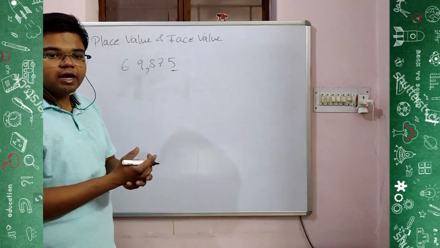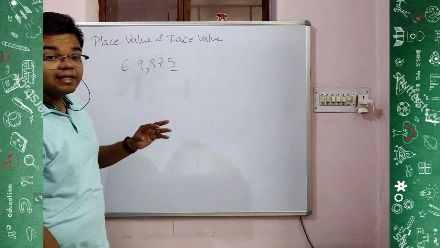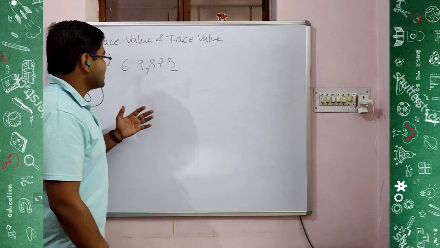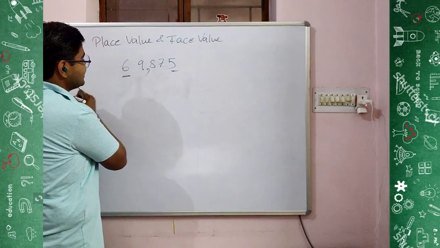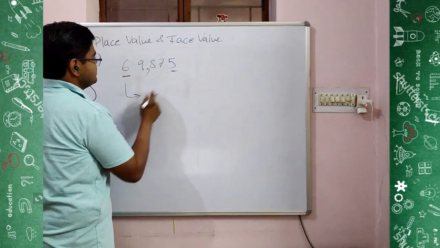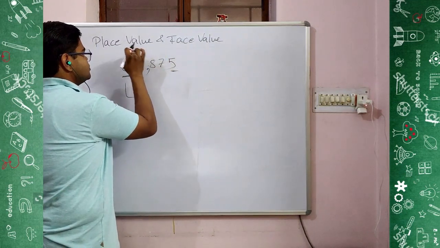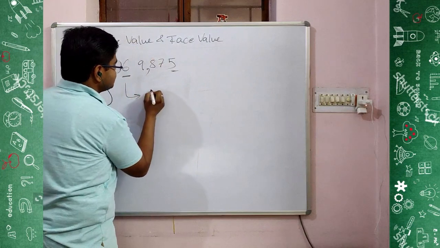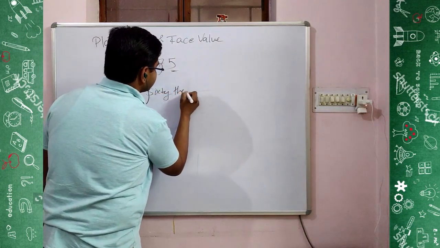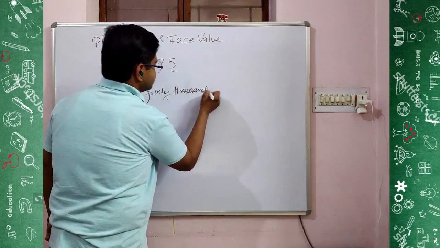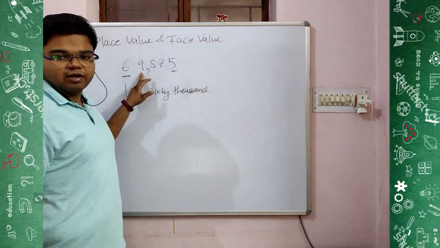But if you are talking about place value, children, then things change drastically. What happens here? 6 here. What will be the place value of 6? It will be ones, tens, 100, 1000, 10,000. So the place value of 6 will be 60,000. Okay. What will be the place value of 9 here, children?